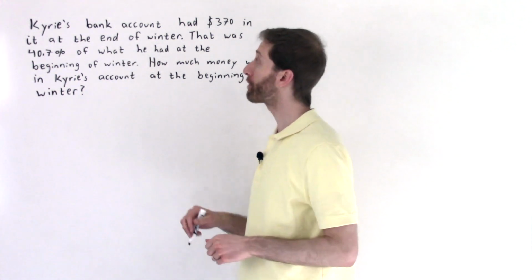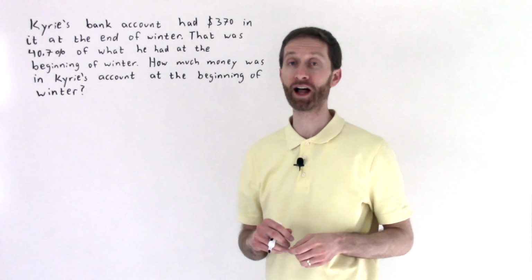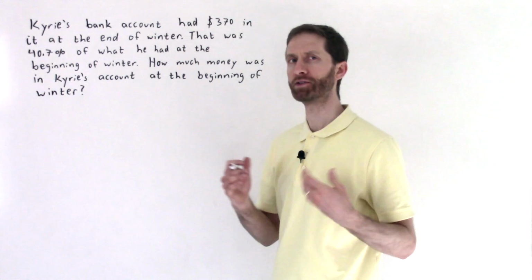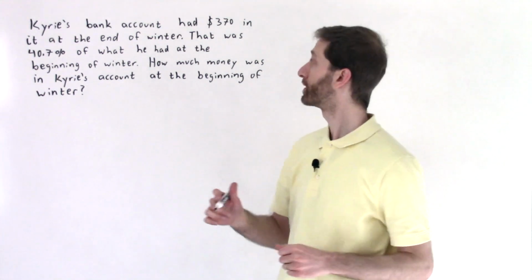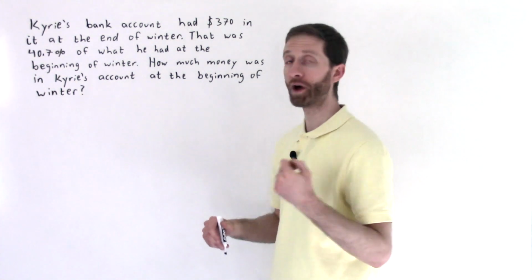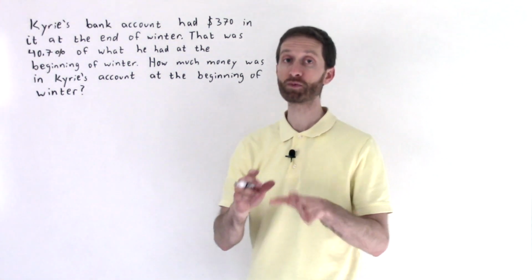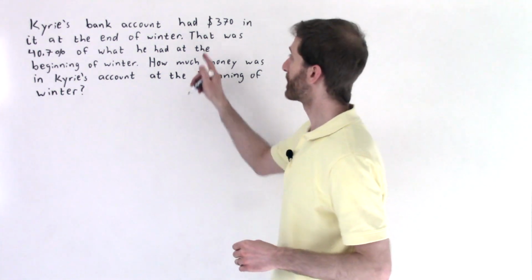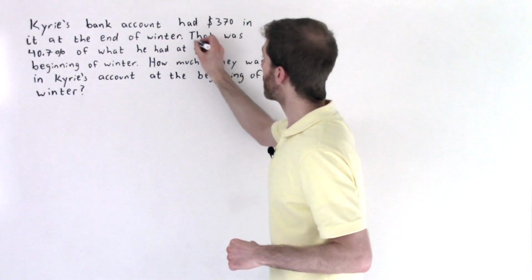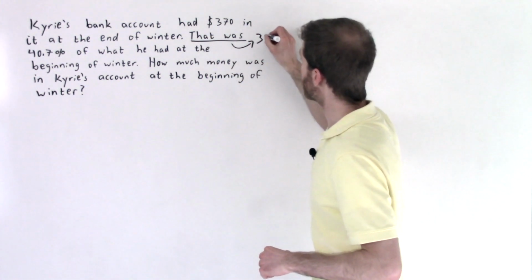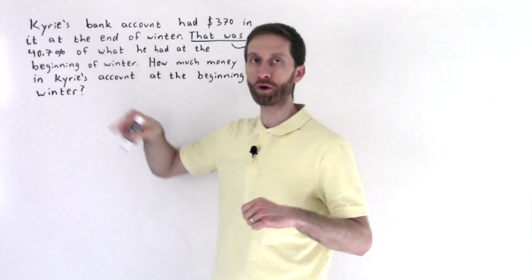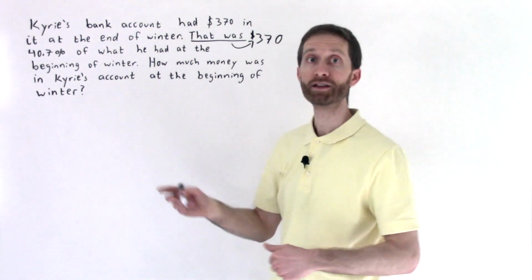So we are given that Kyrie's bank account had $370 in it at the end of winter. Okay, so I don't know what that amount is or how it's important, so I haven't translated that yet. It then says that was 40.7% of what he had at the beginning of winter. And this is where I pause because I can now translate, because this "that was" refers to the 370. So literally I read this and I think $370. So I look at that and I think $370 is 40.7% of some amount.